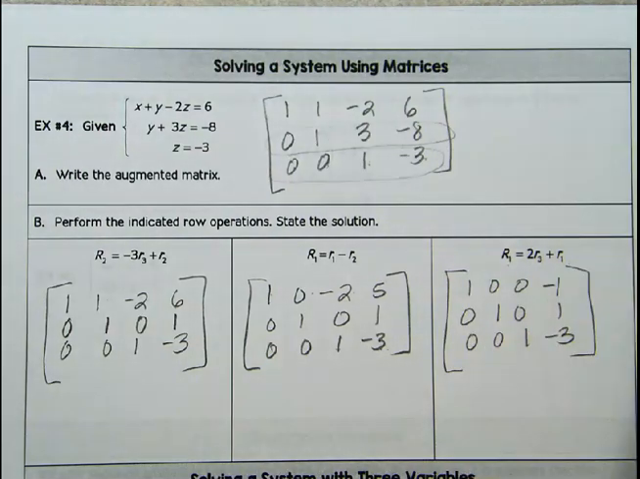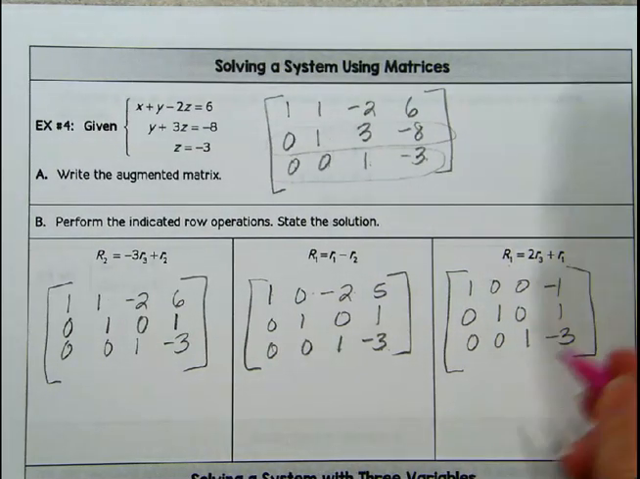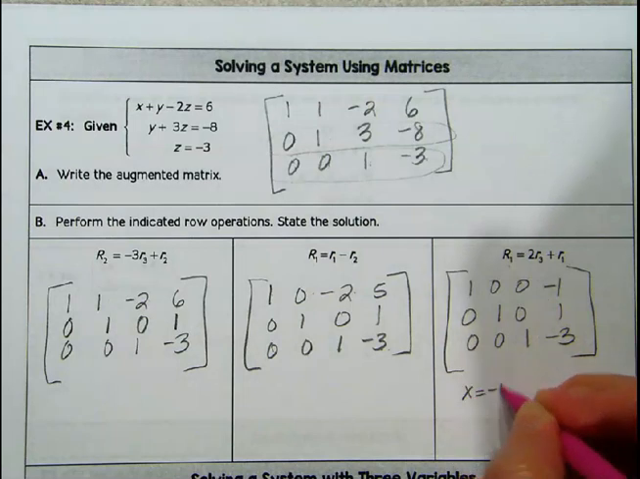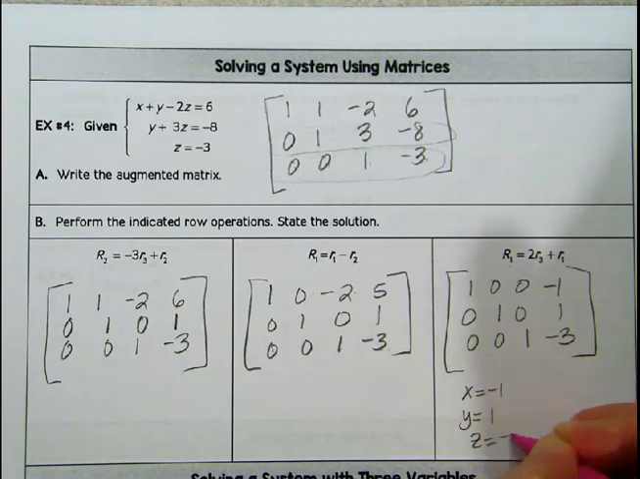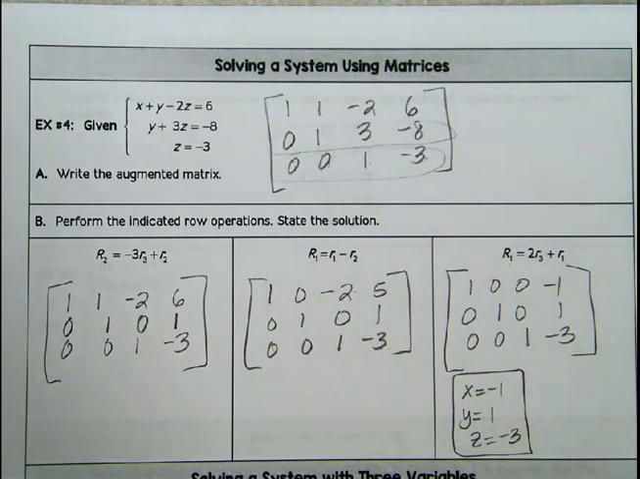It's a lot of thinking. Kind of got to pay attention. So what does this actually mean? This means that x is -1, y is 1, and z is -3. And I know what some of you are thinking. Why do I have to learn it this way? Why can't I just solve it the way I can?